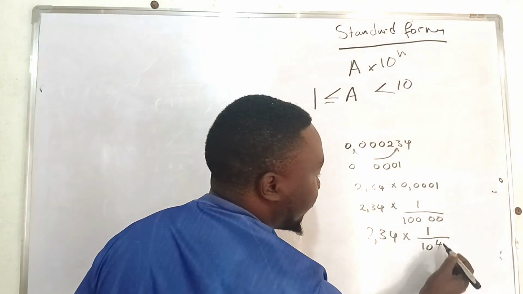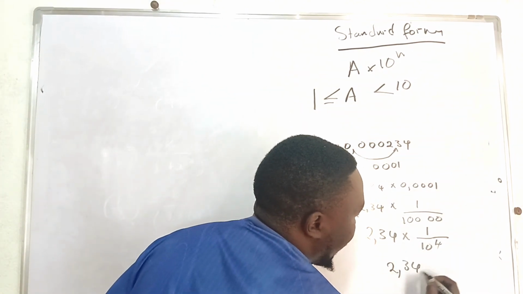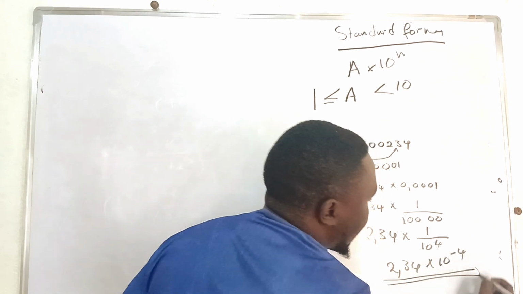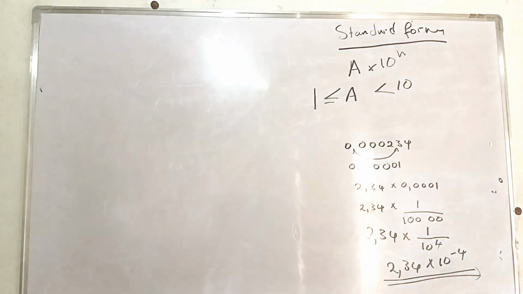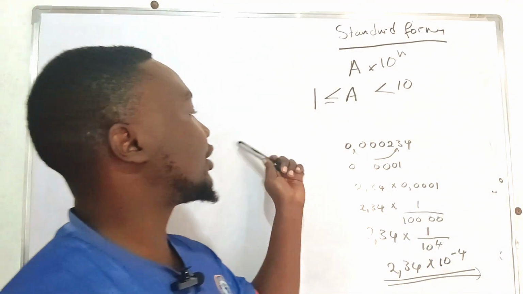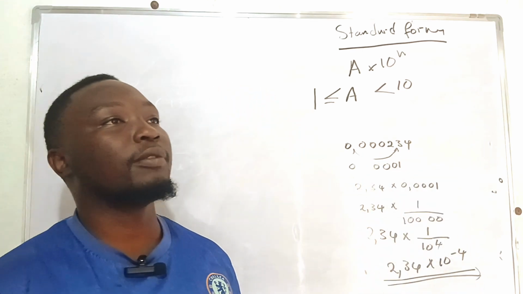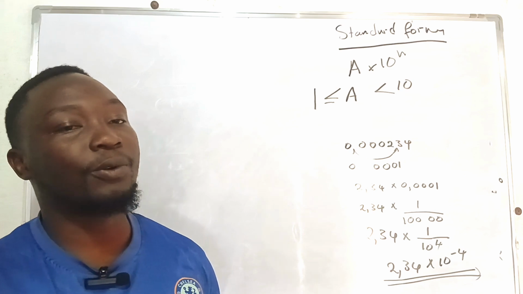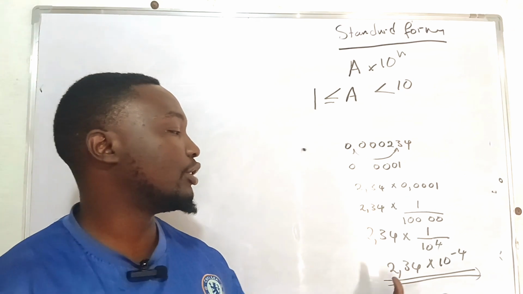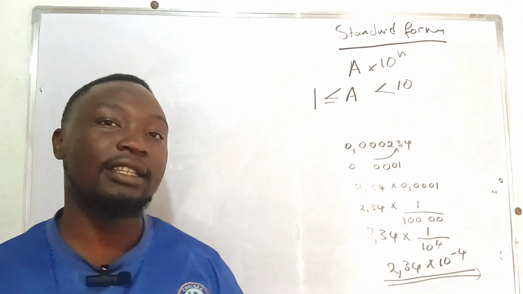So in order to remove this from the denominator, you're going to have 2.34 multiplied by 10 to the power minus 4. So this is the standard form for a decimal. You can express a large number or a very small number in standard form. Because when you perform physics operations or chemistry operations, the difference might be very, very small numbers. So you need to bring them up into standard form so that you can see the tiny differences.